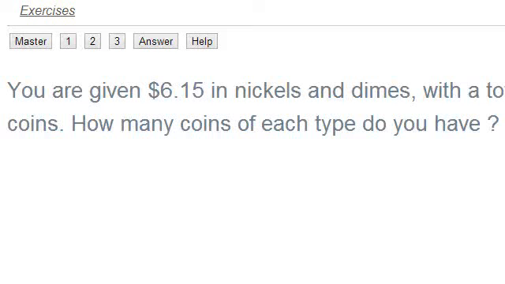In this section, we look at application problems of some of the techniques we learned in the previous sections, and that is solving a system of equations in two variables. So let's look at the first problem here.